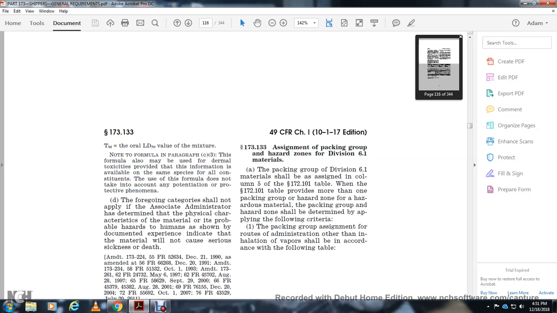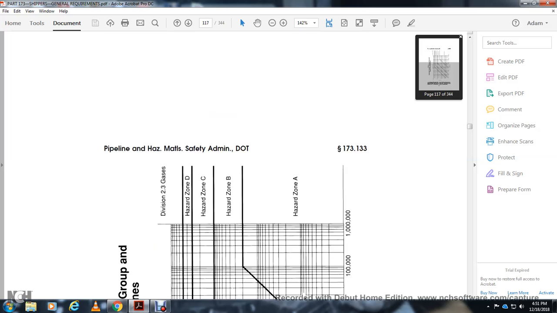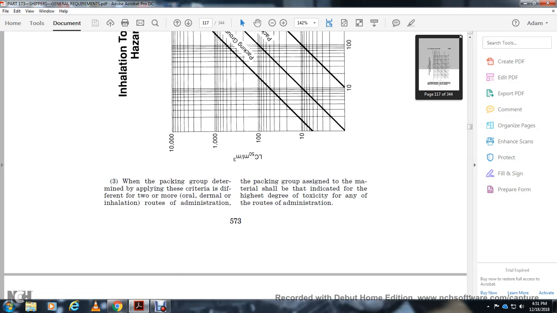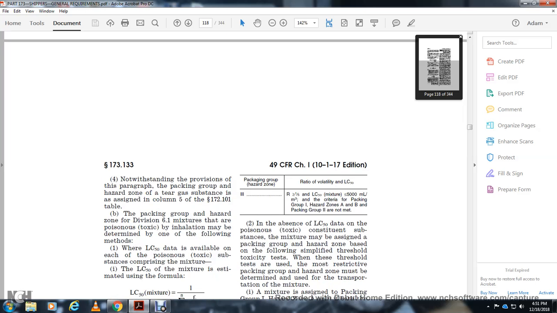The packing group of the hazardous material shall be determined by applying the following criteria. For the packing group assignment, routes administered other than inhaling vapors shall be in accordance with the following table. When the packing group is determined by applying the criteria for two or more different routes of administration, the packing group assigned to the material shall be indicated by the highest degree of toxicity of the routes administered, notwithstanding the provision of the packing group for the tear gas substance, as listed in column 5 of the 172.101 table.